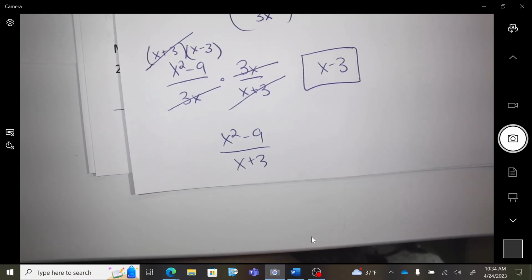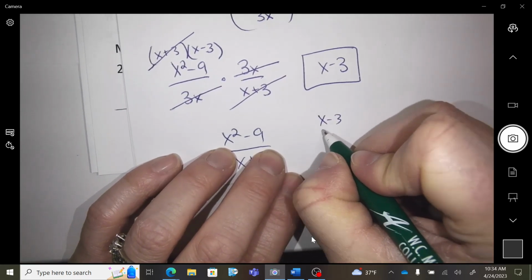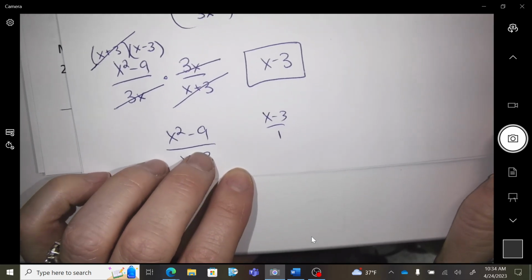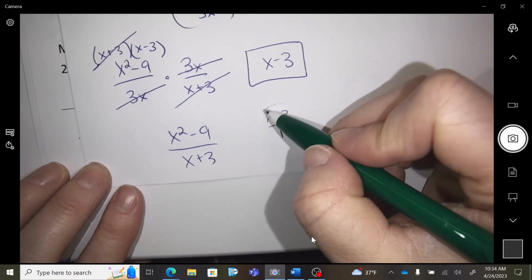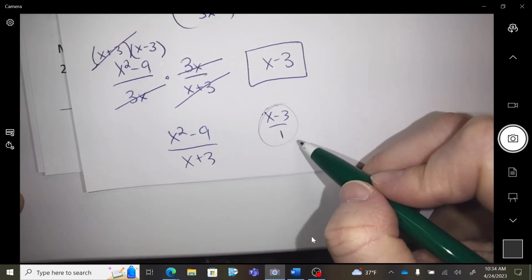How come it's not like x minus 3 over 1? Oh, yeah, you could do that. But as a number over 1, I just write it as just the number itself. Like this, if you wrote it like this, it's not wrong. Okay. Yeah.